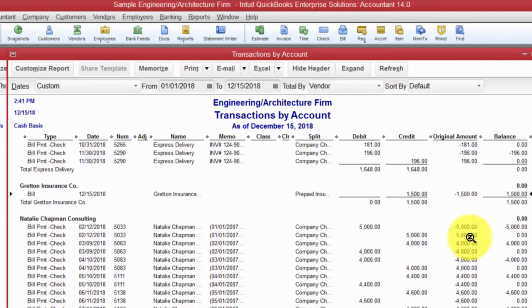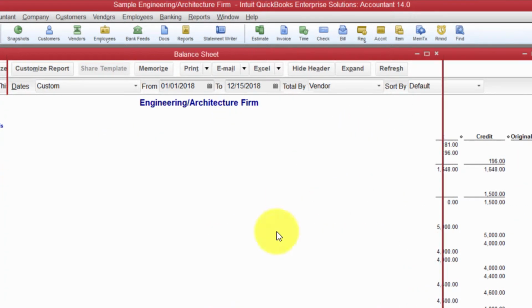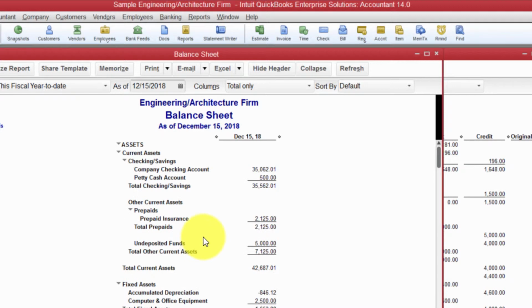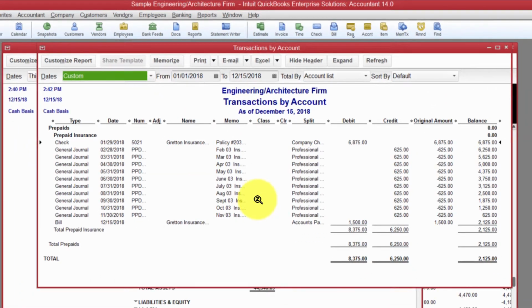So this is how we can isolate what the issue is. And now that I've seen that, I know I've got $1,500 in accounts payable. Looks like it's being booked to prepaid insurance. Let's go to the balance sheet now, and let's find prepaid insurance. Now, prepaid insurance has $2,125 in it on a cash basis, but before we write that off, we need to see that this has actually been paid for, right?